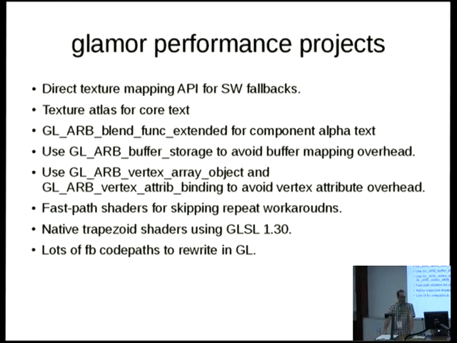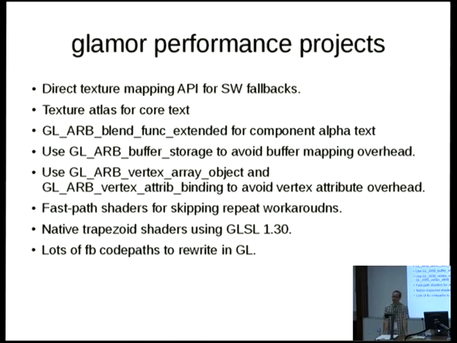I want to do direct texture mapping for software fallbacks. Part of the reason that I was looking at Cortex is that Cortex on this hardware right now is 8 million glyphs a second compared to the 300,000 that I got with a couple of quick hacks. That's software. Yeah, pure software. There's no acceleration here. It's just map the buffer, stuff bits in, and eventually they'll get copied out.